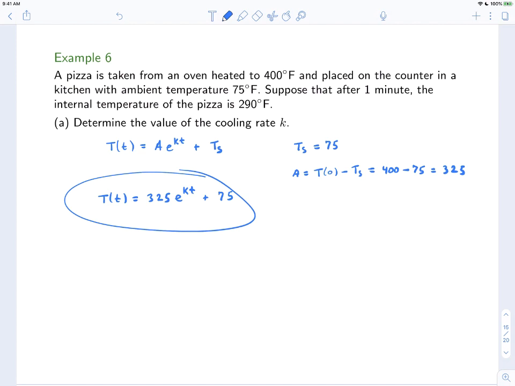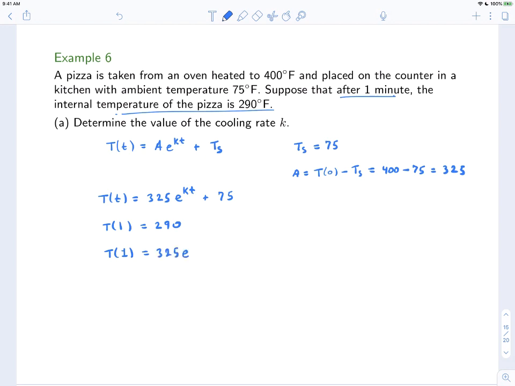This is our formula. Well, almost. We still need to figure out what k is. That's actually what we're asked to find. So how are we going to do that? Well, there's one additional piece of information we haven't used yet. We're told that after 1 minute, the internal temperature of the pizza is 290 degrees. So T at 1 is equal to 290 degrees. But from our formula, if we plug in t equals 1, we have 325 times e to the k times 1 plus 75. 325 e to the k plus 75.